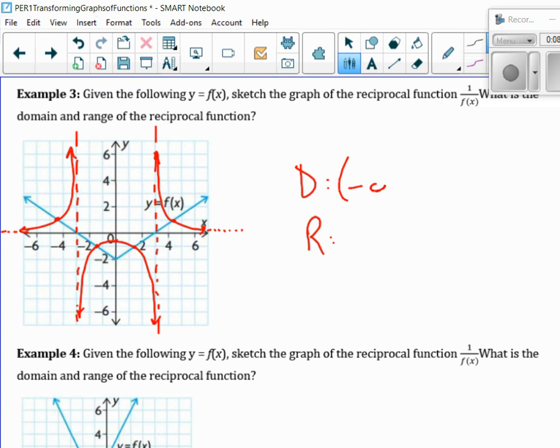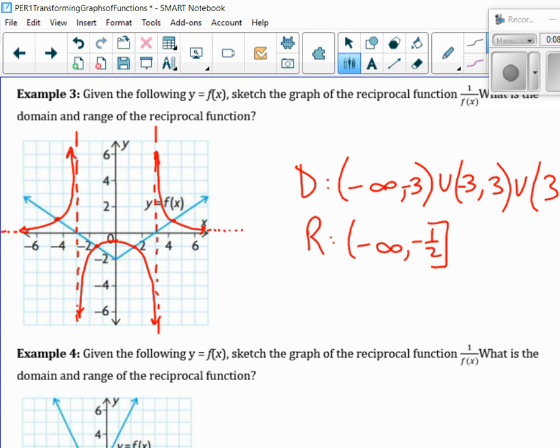So -infinity to -3, union -3 to 3, and then 3 to infinity. Okay, range, it goes as far low as -infinity, goes as far up to -1/2. It includes the -1/2. Then we have a big jump, and we start back up again at 0, but it's not actually at 0, and going to infinity. So those are good ones.